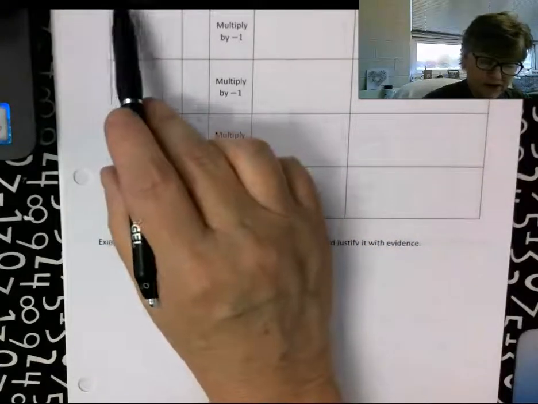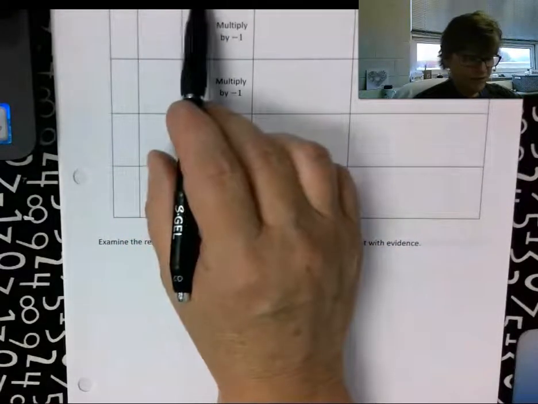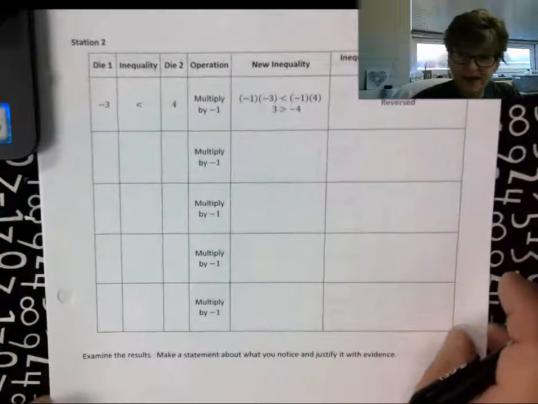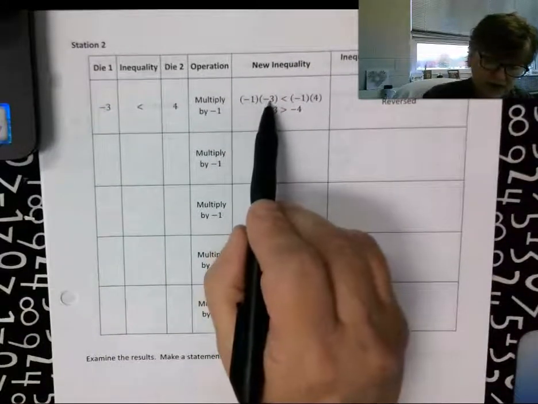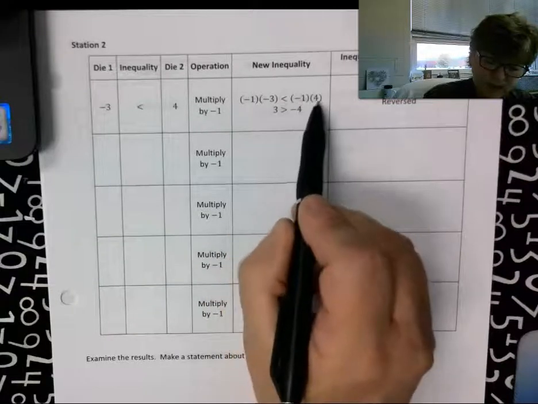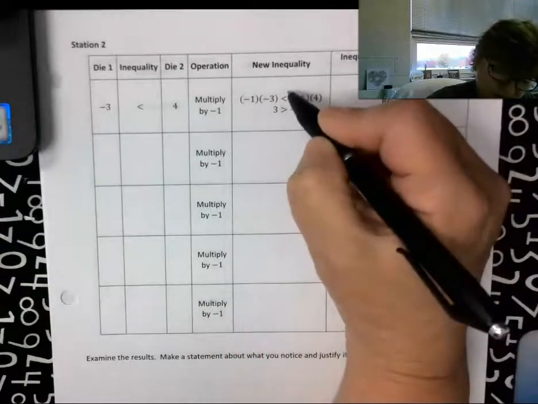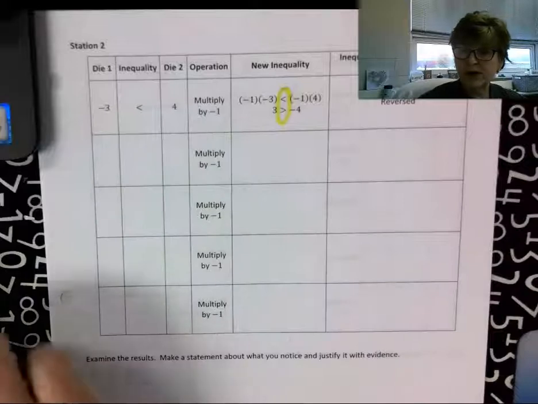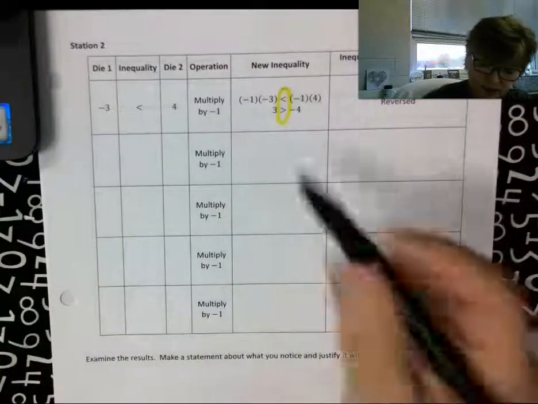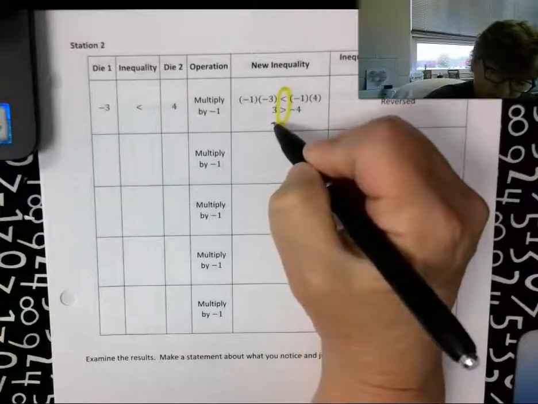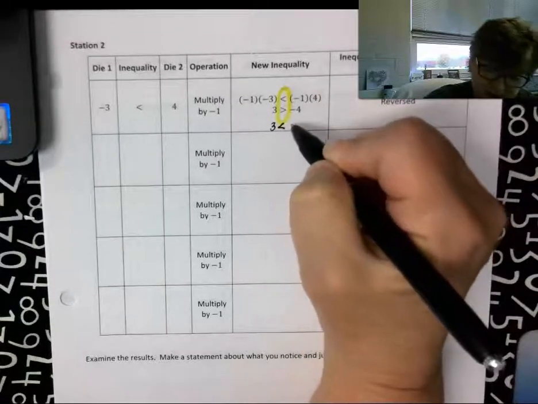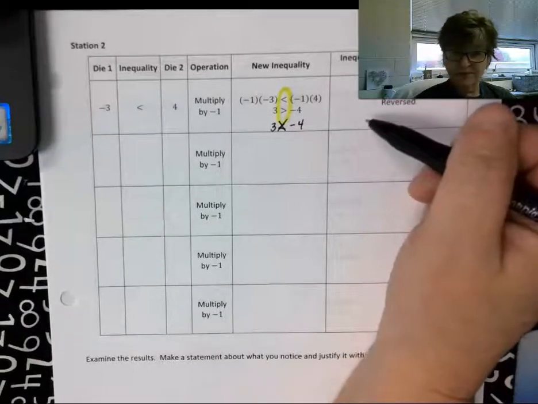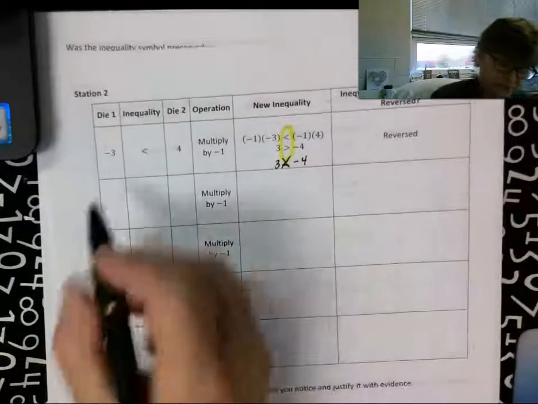And -3 is less than 4. And we want to multiply this time, sorry about that, by -1. -1 times -3 is less than -1 times 4. Well, I want you to notice what has happened right here. Look right here. What did we have to do to our sign? Because 3 is not less than -4. So we had to reverse our sign. Okay, let's try another one.